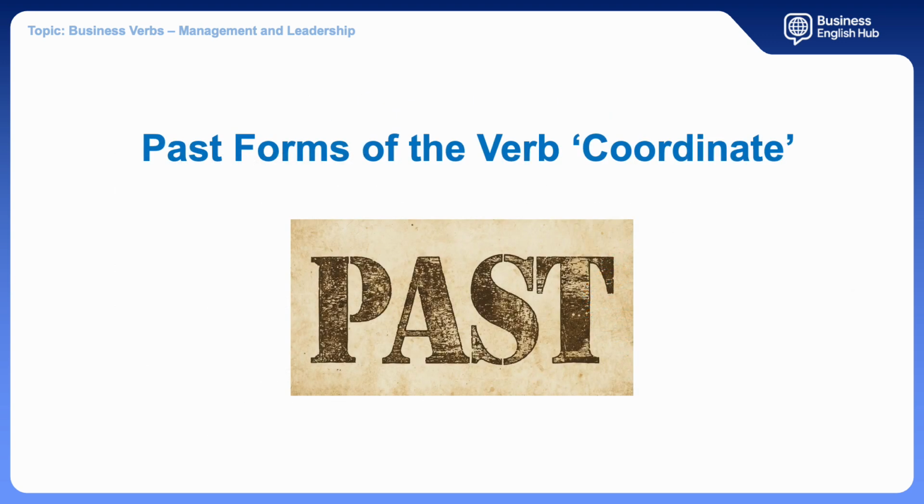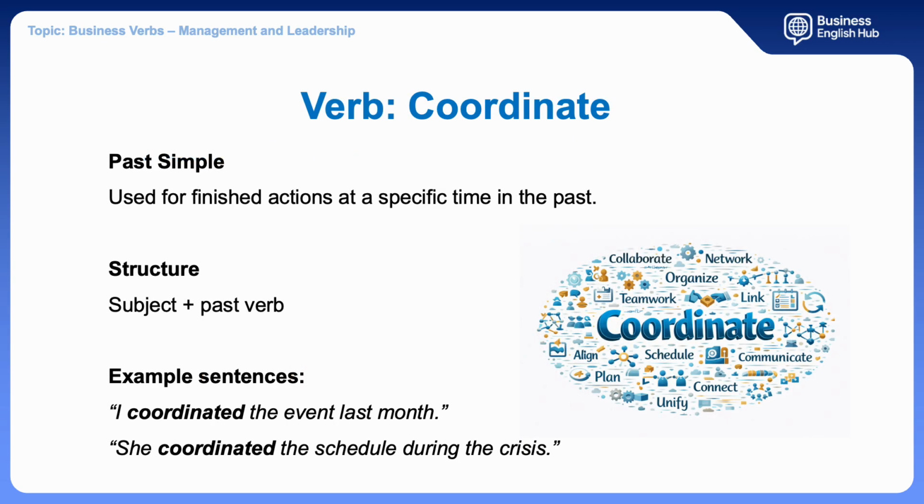Next, we will look at the past forms of the verb coordinate. The past simple is used for finished actions at a specific time in the past. Its structure is subject plus past tense of the verb, which is coordinated. Example sentences include: I coordinated the event last month. She coordinated the schedule during the crisis.